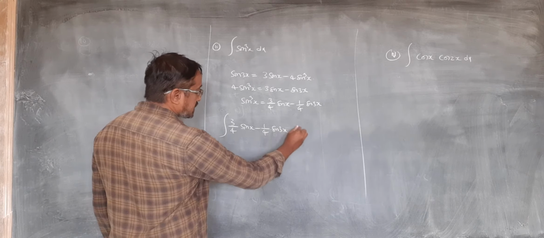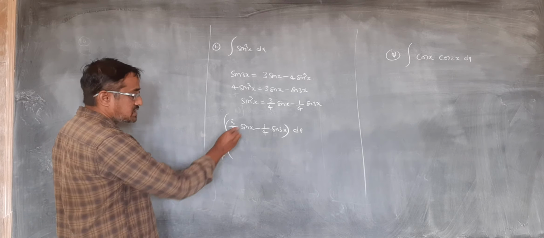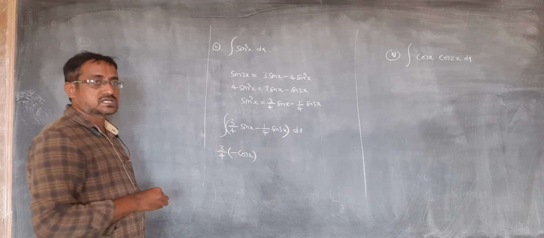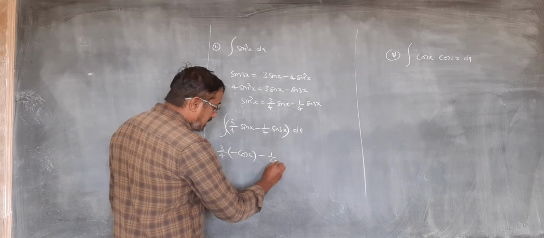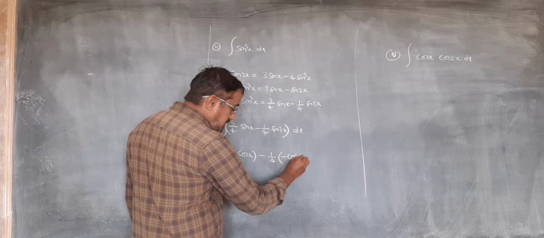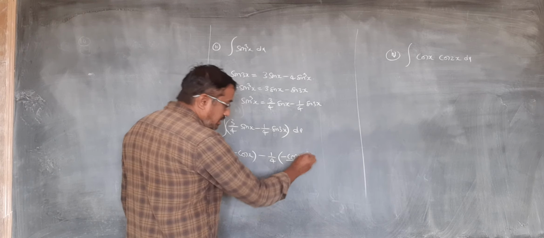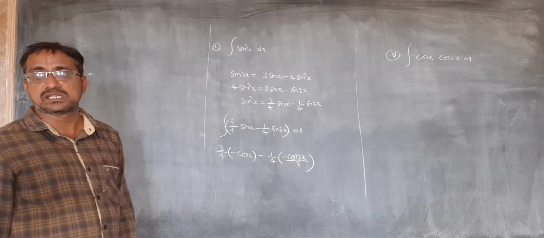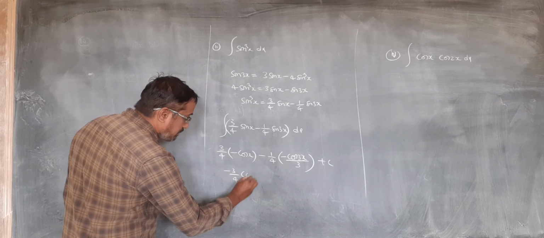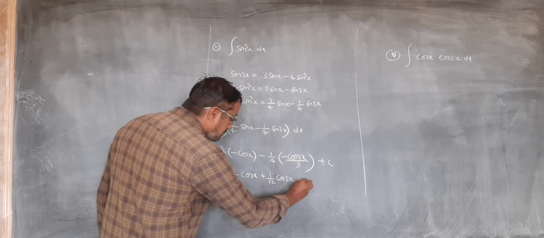4 sin 3x dx. So 3 by 4 into, first one is integral sin x. Integral sin x is minus cos x, minus 1 by 4 into integral sin 3x. You need to write minus cos 3x, but the derivative of 3x is in the denominator, by 3, plus c. Okay. So the result is minus 3 by 4 cos x plus 1 by 12 cos 3x plus c.